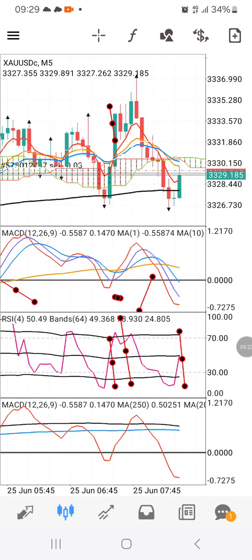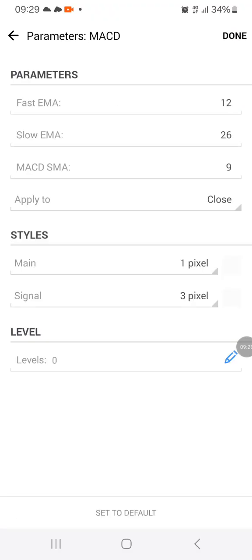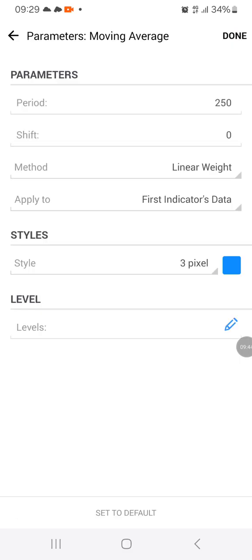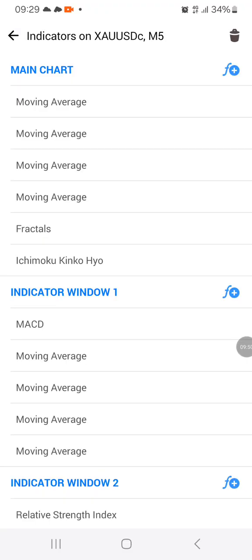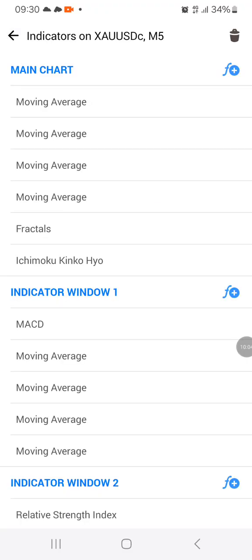Now let's look at indicator window 3, the parameters. We have MACD, fast EMA is 12, slow EMA is 26, MACD SMA is 9. Apply to close, no color. We have moving average 250 period, linear weight, first indicator's data, color is blue. Another moving average 200 period, linear weight, first indicator's data, color is black. And the last moving average, that's 1 period, linear weight, with first indicator's data. Color is red. So how does this work?